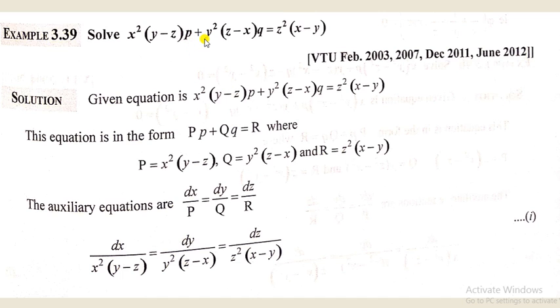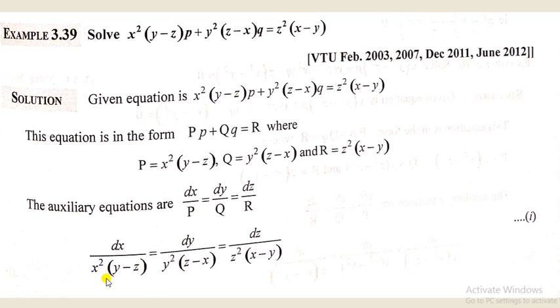Second example on Lagrange's linear equation. Solve x square into y minus z into p plus y square into z minus x into q is equal to z square into x minus y. So again the problem is in the form of Pp plus Qq is equal to R. So its auxiliary equation is dx by P, dy by Q, dz by R.